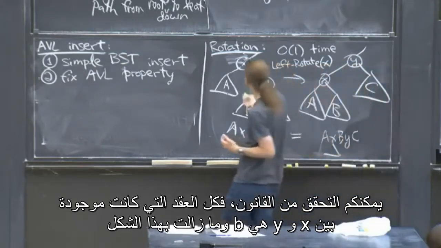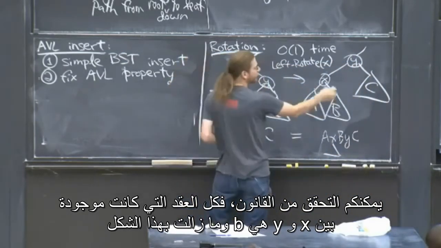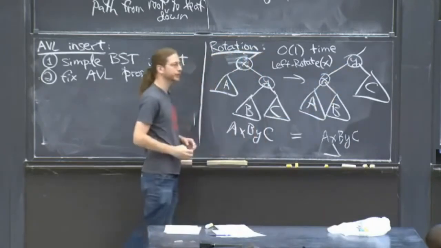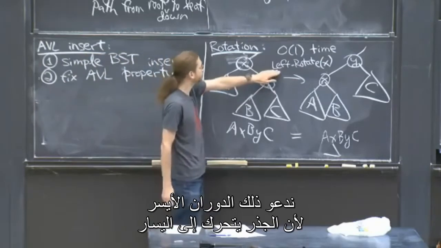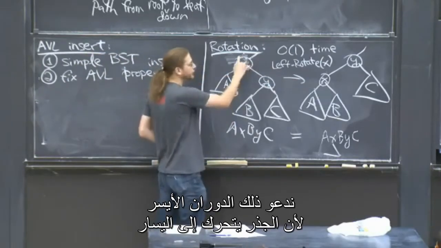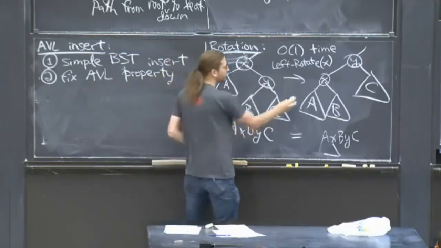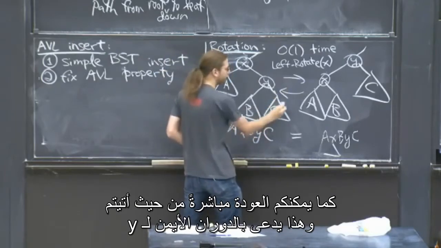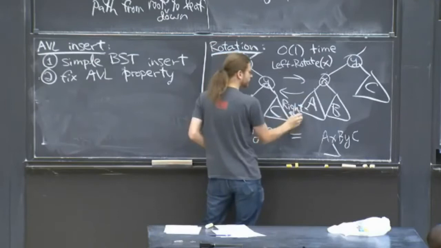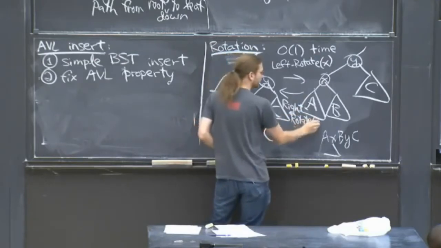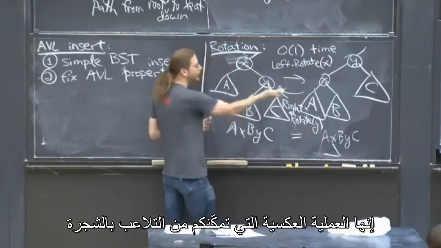You know, B is all the nodes between x and y. It's still all the nodes between x and y, and so on. You can check it at home, but this works. We call it a left rotate because the root moves to the left. You can go straight back where you came from. This would be a right rotate of y. Okay, it's a reversible operation.